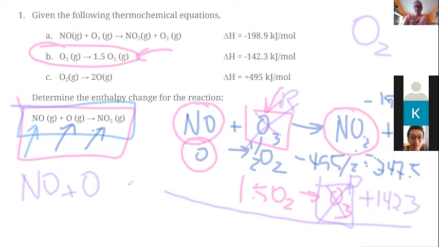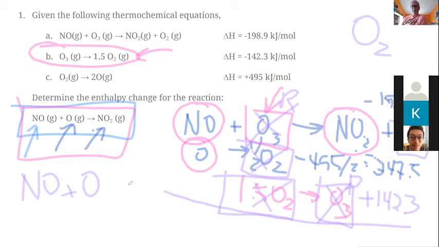So here, in this last reaction, I have 1.5 moles of oxygen as a reactant. How many moles of oxygen are products in the other two? 1.5 moles. That's right. I have 1 mole here as a product, and I have 0.5 mole here as a product. So I have 1.5 moles of oxygen as products. I got 1.5 moles of oxygen as reactants.